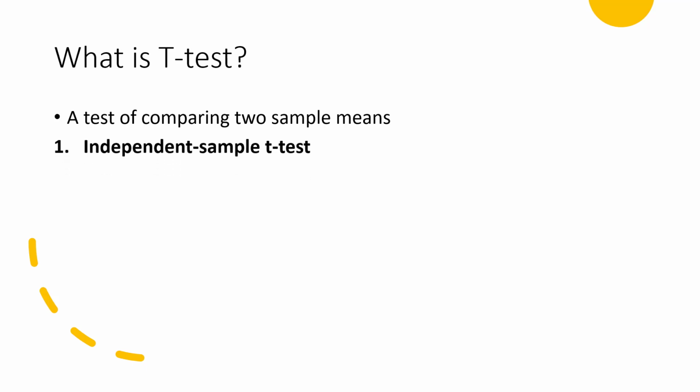What is t-test? T-test is a test of comparing two sample means. There are two types of t-tests, independent sample t-test and dependent sample t-test.